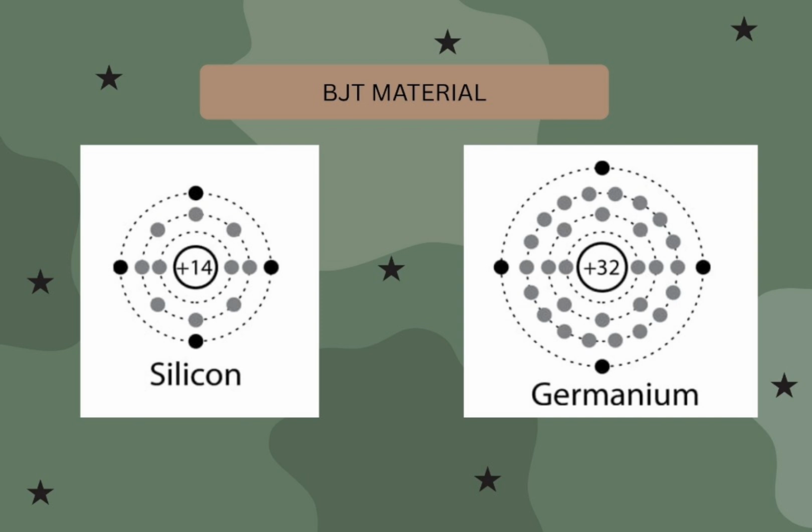Germanium has a high leakage current. It is also not good at high temperature. The base emitter voltage of germanium is 0.3 volt, and its availability is rarer and more expensive.